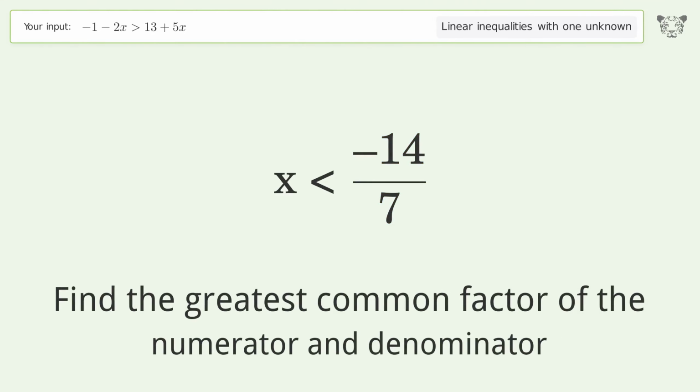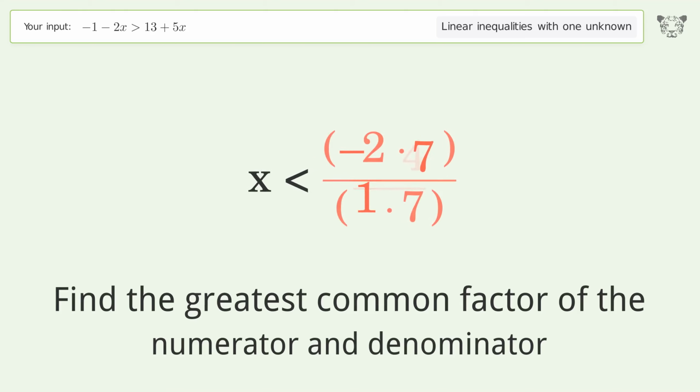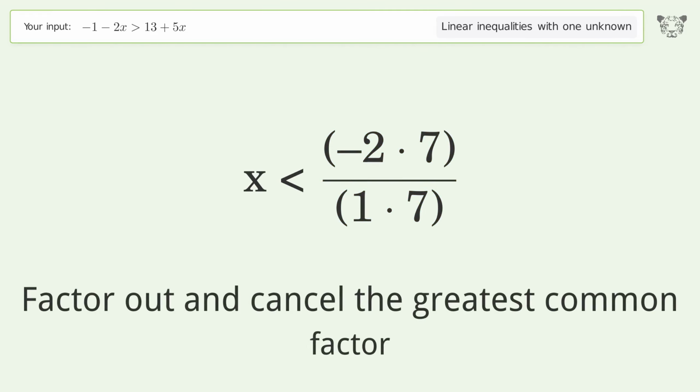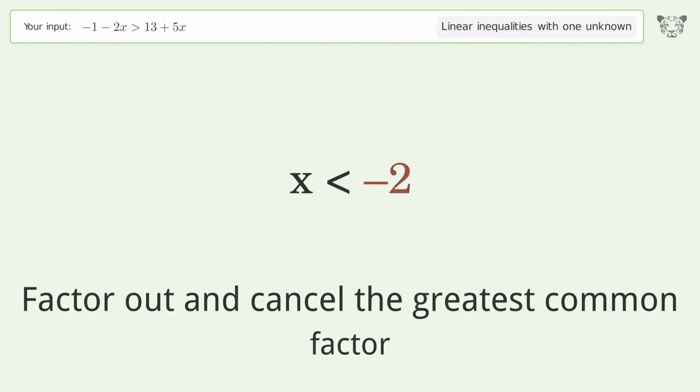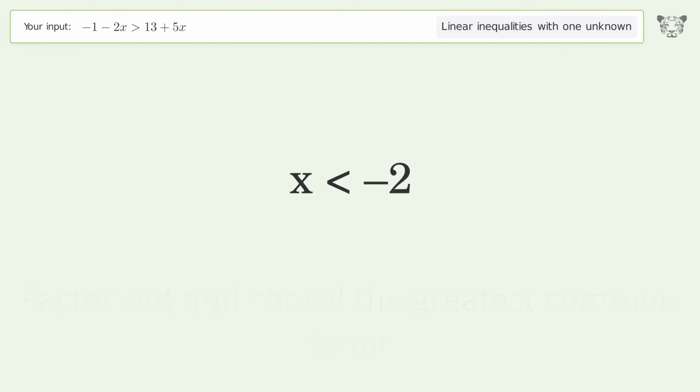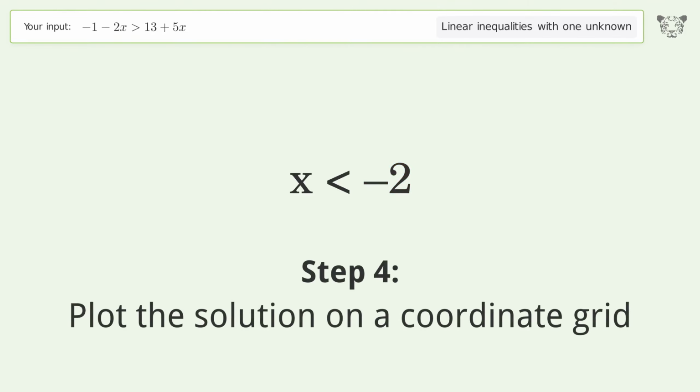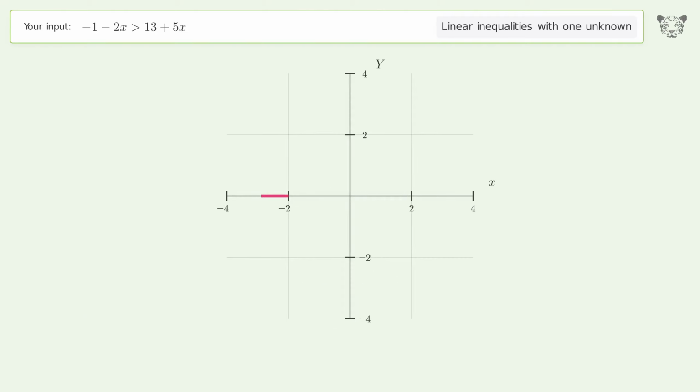Find the greatest common factor of the numerator and denominator. Factor out and cancel the greatest common factor. Plot the solution on a coordinate grid. And so the final result is x smaller than -2.